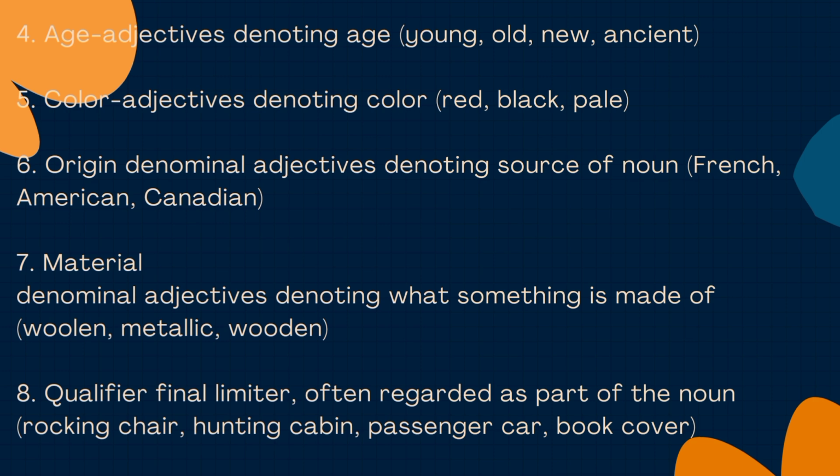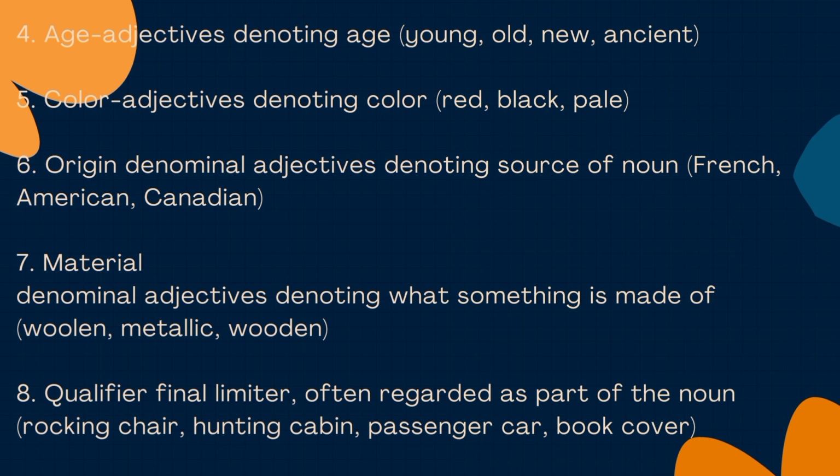And the number 6 is origin denominal adjectives denoting source of noun. French, American, Canadian. Ito naman ay uri ng pinagmulan. Ang mga pang-uri na ito ay naglalarawan ng pinagmulan ng pangalan. Halimbawa nito ay Pilipino. Ito ay naglalarawan na isang bagay na nagmula sa Pilipinas. And example number 2 is Amerikano. Ito naman ay naglalarawan ng isang bagay na nagmula sa Amerika.